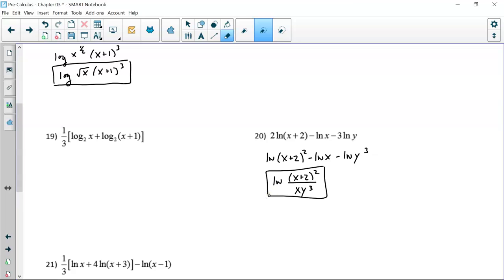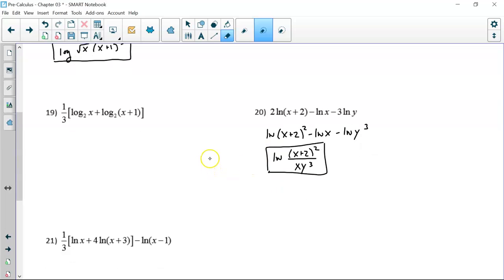19 and 20 or 21 are a little bit trickier. I need to get rid of that coefficient. It's going to become our exponent. So it's going to be the log in parentheses, log base 2 of x plus the log base 2 of x plus 1, and that's all going to be raised to the 1/3 power. So now I'm going to use my product property with the addition inside, log base 2 of x times x plus 1. I put them together with multiplication, and it's still all being raised to the 1/3.